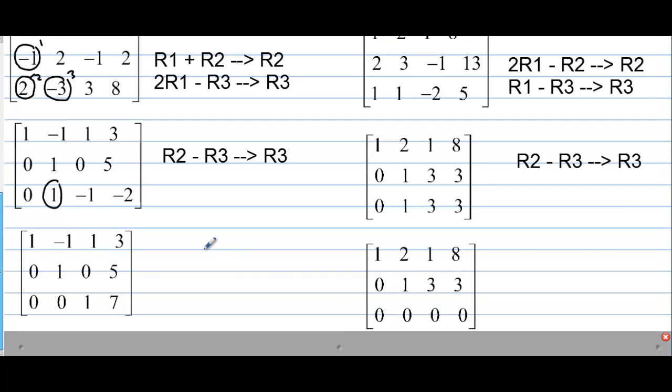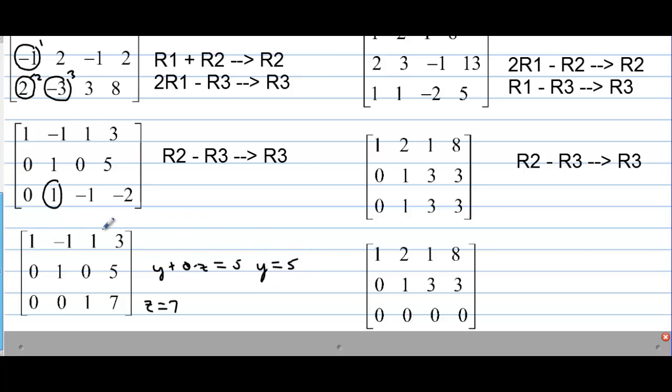Now what that tells us is that z must be 7. So this says z equals 7. And then if we go up here, we have y plus 0 times z is equal to 5. Well, that's just going to be 0. So now we know y is 5.